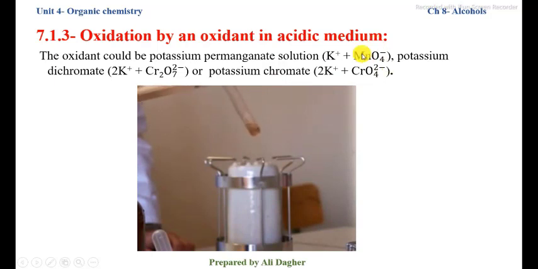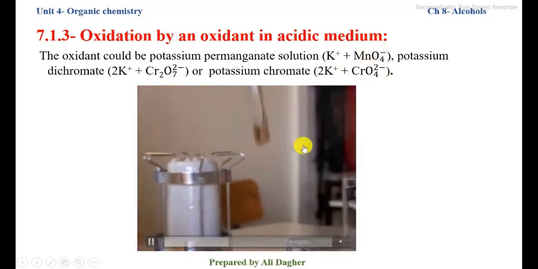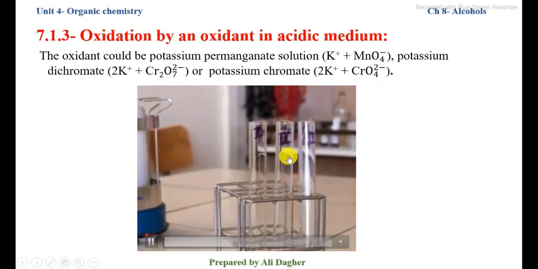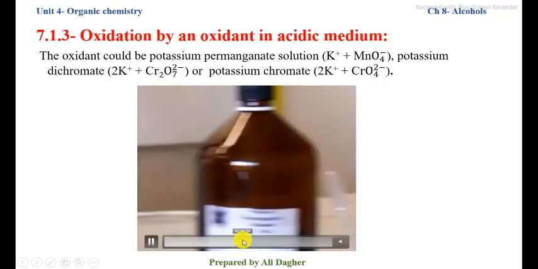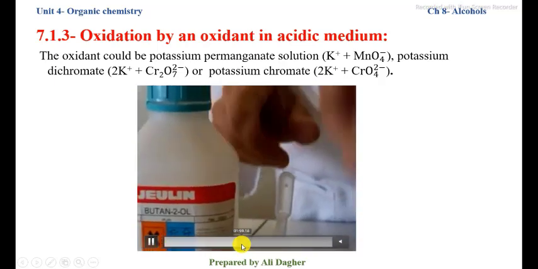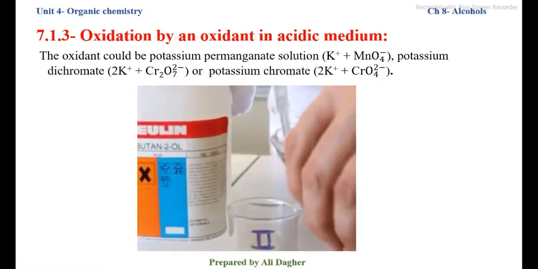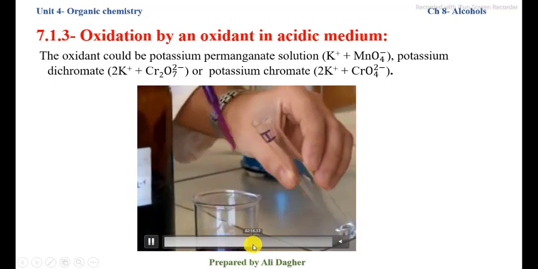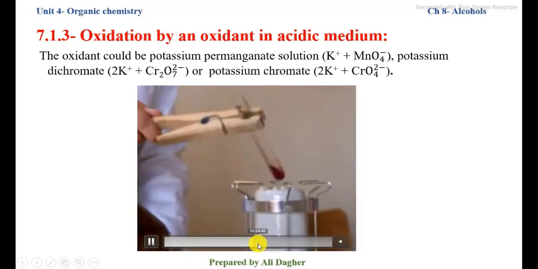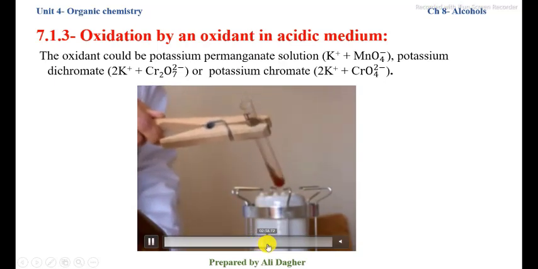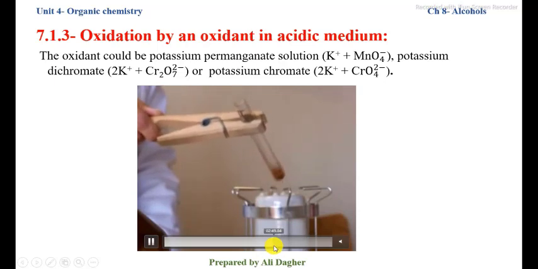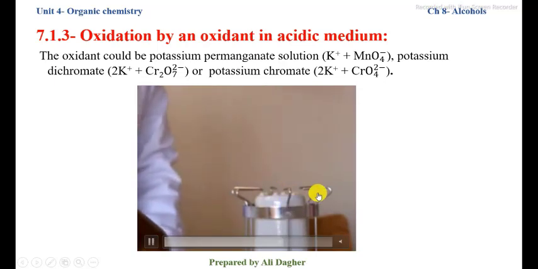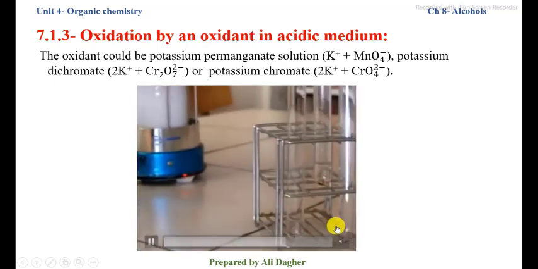because MnO4- of purple color is transformed into Mn2+, which is colorless. After a while, the solution becomes colorless. Now, for secondary alcohol, we repeat the same experiment. We take a few milliliters of the secondary alcohol 2-butanol, and we add a few drops of acidified potassium permanganate solution, and we heat for a while to accelerate the reaction. And at the end, the solution becomes colorless. That means the 2-butanol is oxidized.